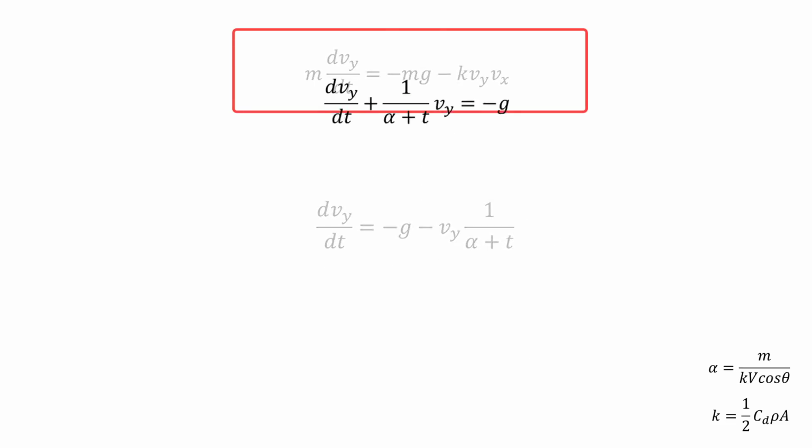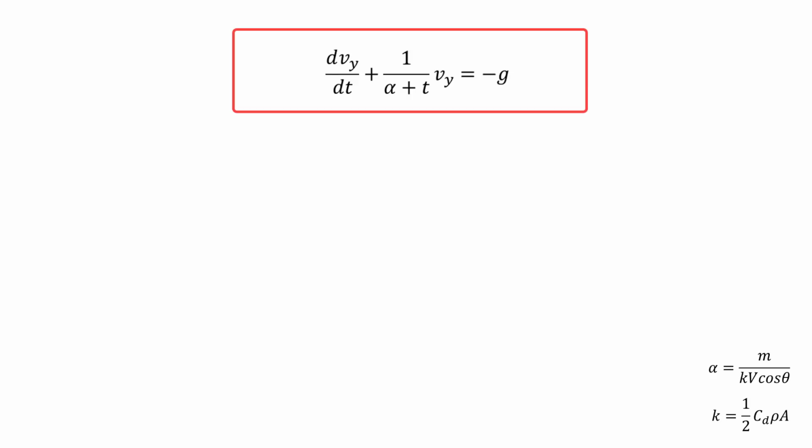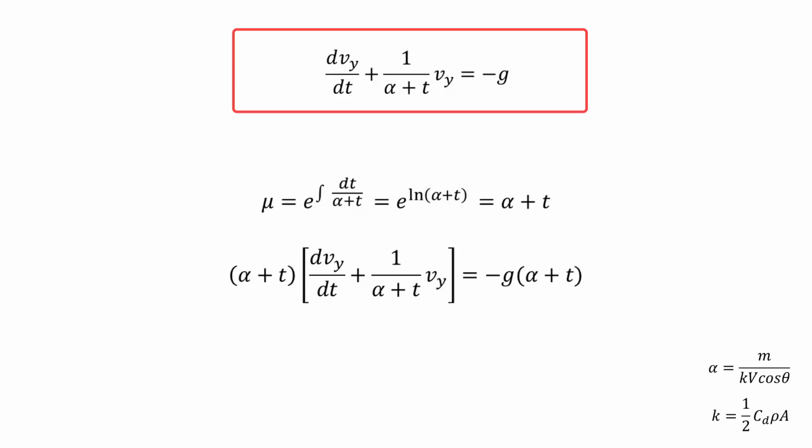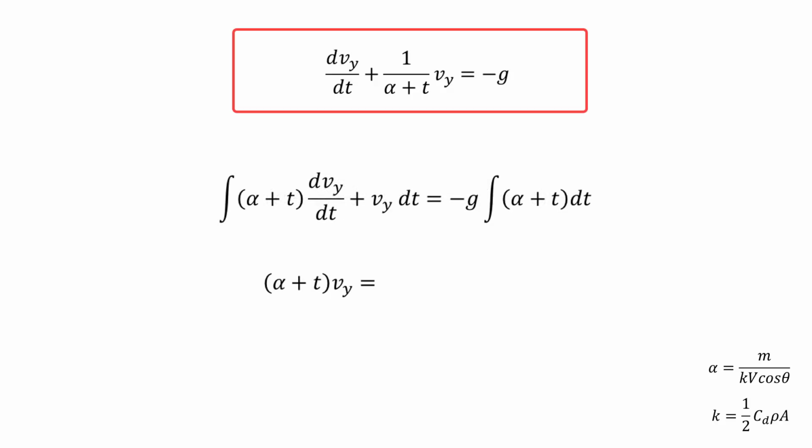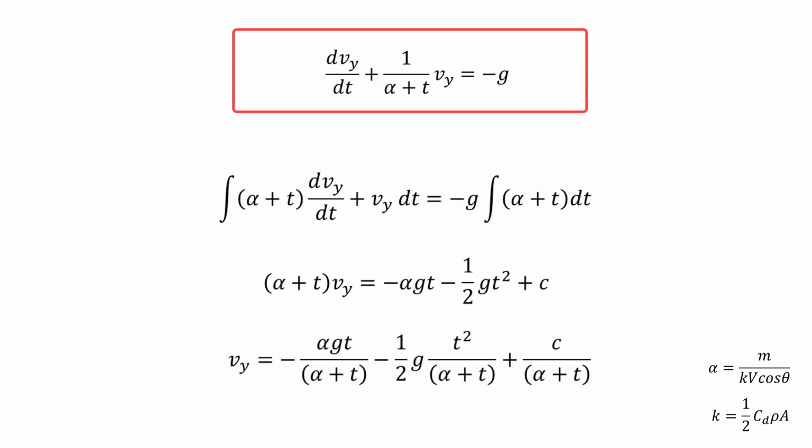So what we have here is a first order, non-separable linear differential equation. If you don't know how to solve this, I'll drop a video card right here so you can check it out later. But anyway, all we need to do is define an integrating factor. Multiply through both sides of the equation by this factor, and then simplify. Now we can easily integrate both sides. The left side, we just undo the product rule, and the right side, well, that's just straightforward. So that lets us solve for Vy.